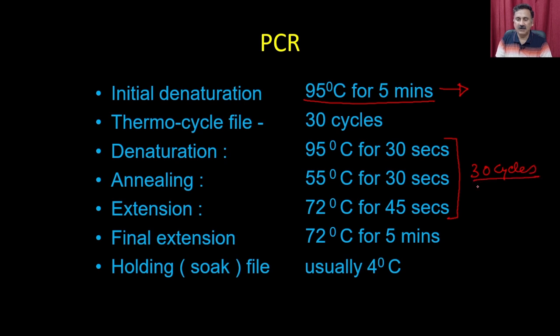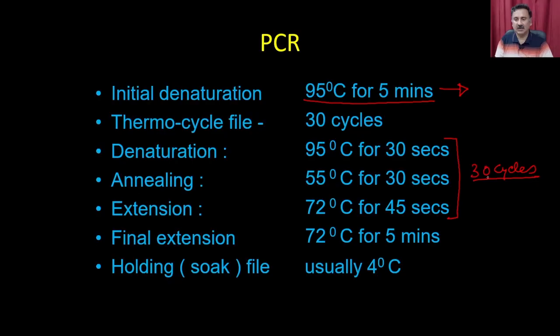In each cycle, the molecules are going to be amplified exponentially, and that's how it's going to give you the amplified product. And then this is going to be the final elongation. Once the final elongation is over, you can keep the reaction at 4 degrees so that it should not have any kind of degradation.